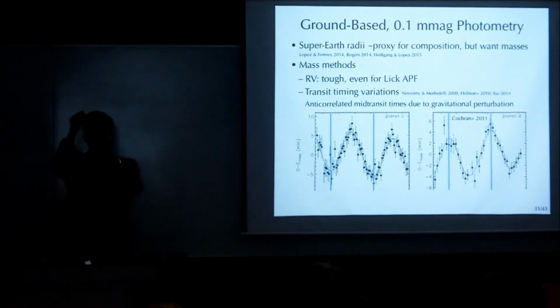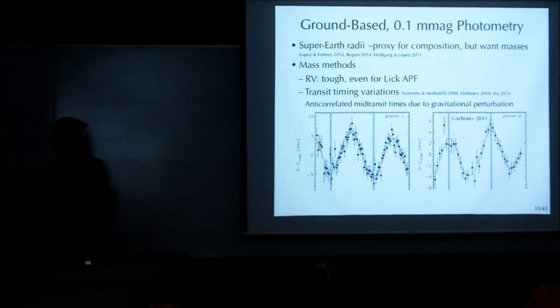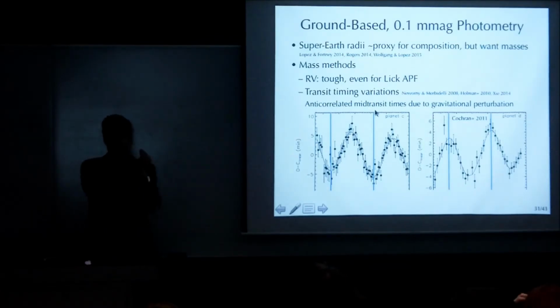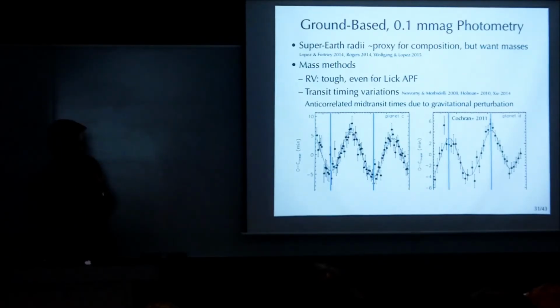Because you can measure the exact time at which the planet transits the host star, and you can see whether it's periodic or what. So if you have pairs of planets, it has been observed that the gravitational perturbations between pairs of planets can cause one planet to transit early and have the other planet transit late. These are called transit timing variations.